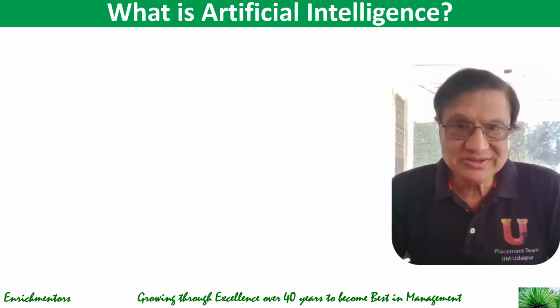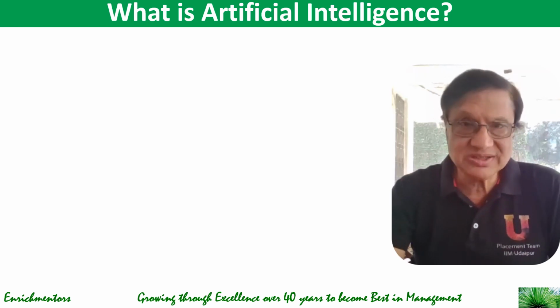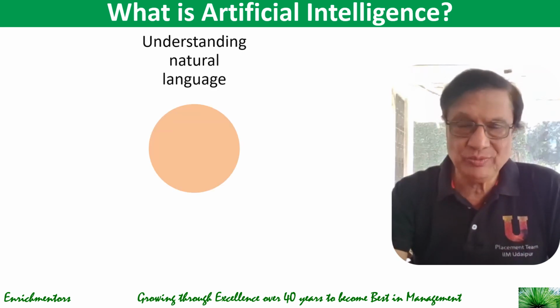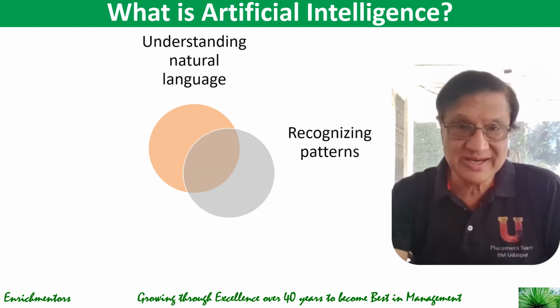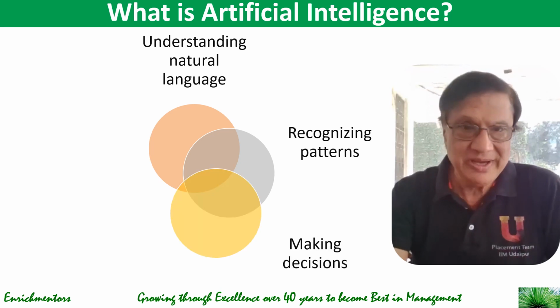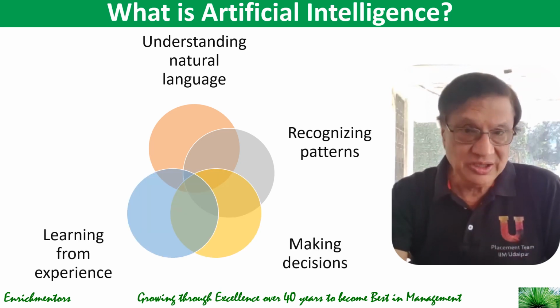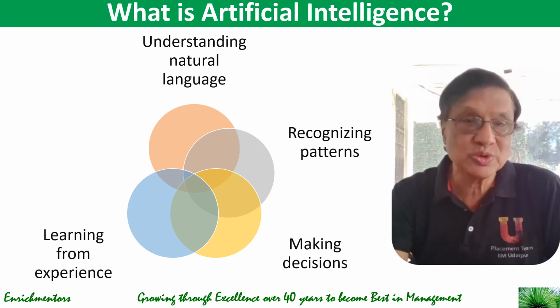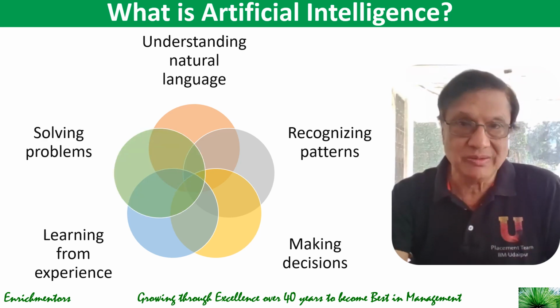Now, what does this include? These tasks include understanding natural languages, which is what we speak and communicate with, recognizing patterns that keep happening around us in nature and in life, making decisions, learning from experience, like all human beings learn from experience over the years, and solving problems. That's what artificial intelligence is about.